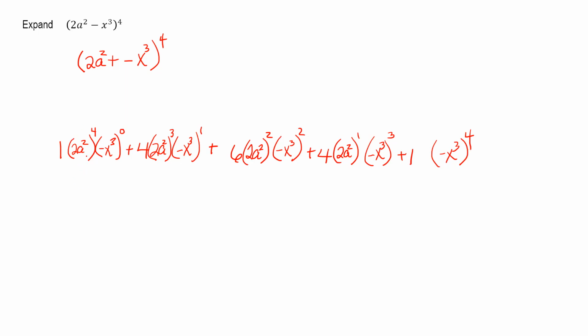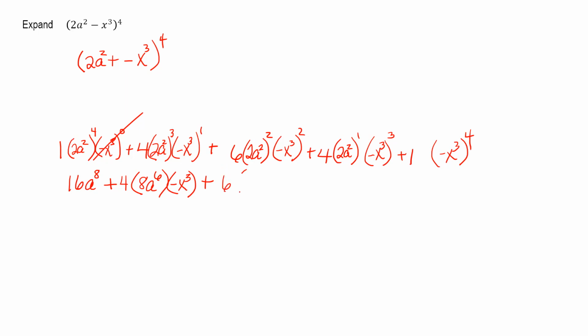So 2a squared to the fourth power, 2 to the fourth is 16. A squared to the fourth is a to the 8th. The negative x cubed to the 0 power is just 1. Anything to the 0 power is 1. And then the next thing we have is 4 times 2 cubed is 8. A squared cubed is a to the 6th. And then negative x cubed to the first power is just negative x cubed. So we'll come back to that in a minute.